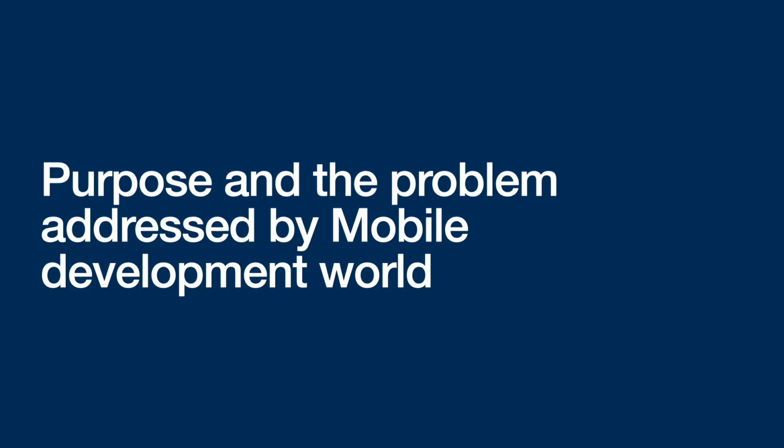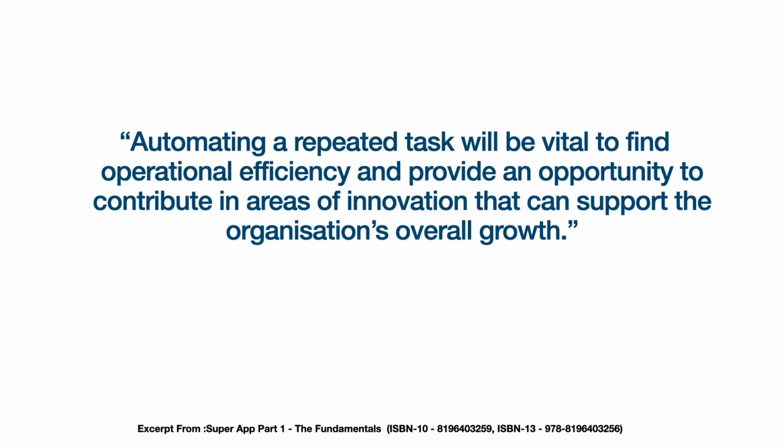Let's deep dive into the why, purpose, and problem addressed by mobile automation. We'll start by looking into an excerpt from a book, Part 1 Fundamentals. Please pause the video to let the idea that is shared sink in. What it talks about is automating a repeated task can improve operational efficiency and provide an opportunity to look into other areas, thereby promoting overall growth of the organization.